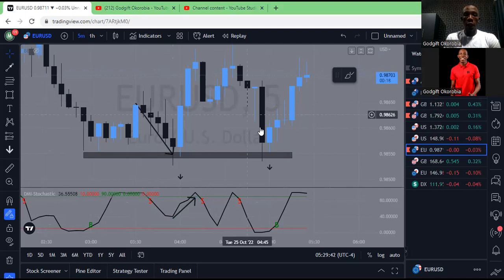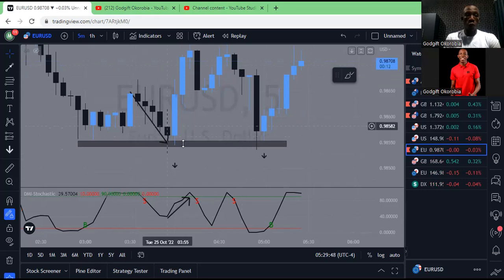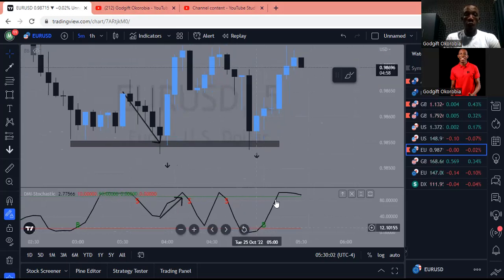And then right here, we had a different kind of setup. That's to tell you that you could have different forms of setup. Once you understand price, it's pretty much easy to make use of this. So right here, you have oversold. Now, this is the proper oversold right here.